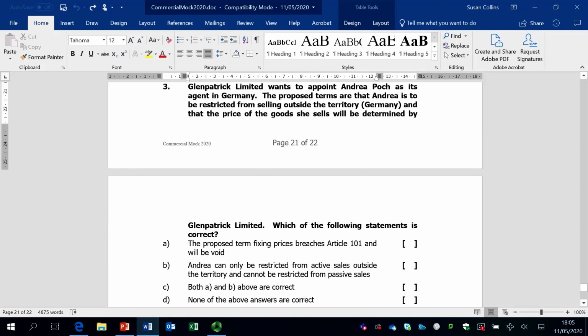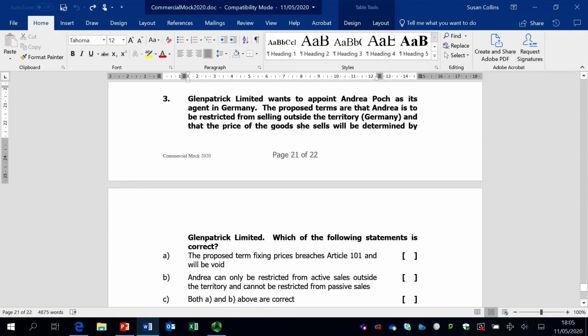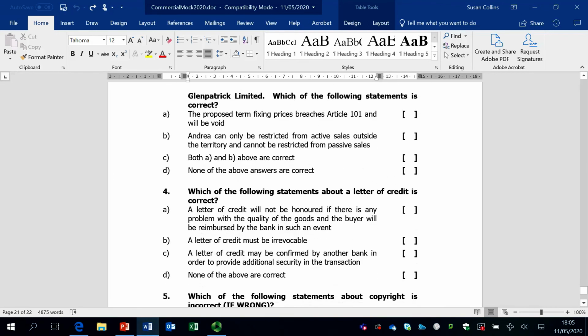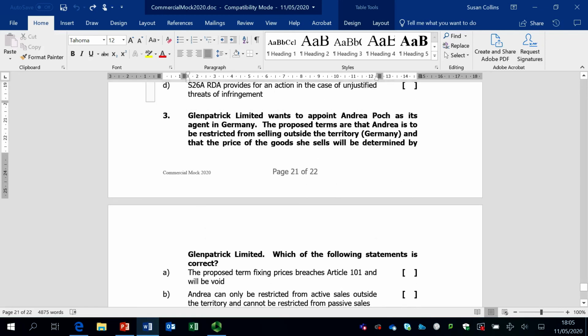Number 3 then is about appointing Andrea Poch in Germany. And the answer you're looking for here, the correct answer this time, is D. None of those are correct. Students sometimes get this one wrong in the mock. The reason for that is the key words here: they're appointing Andrea Poch as its agent in Germany. It's appointing her as its agent in Germany.